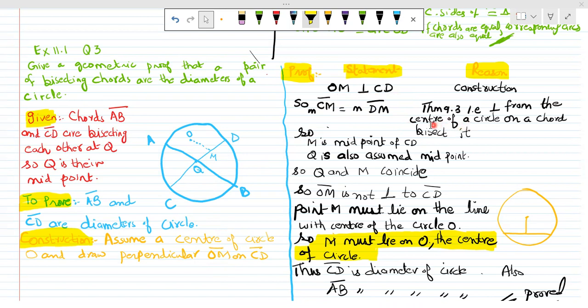So according to theorem 9.3, any perpendicular from the center of the circle on a chord bisects it. So as OM is linked to the center of the circle and it is perpendicular to CD, it means M is the midpoint. So CM and DM are equal, and according to theorem 9.3, M is the midpoint of this chord CD.